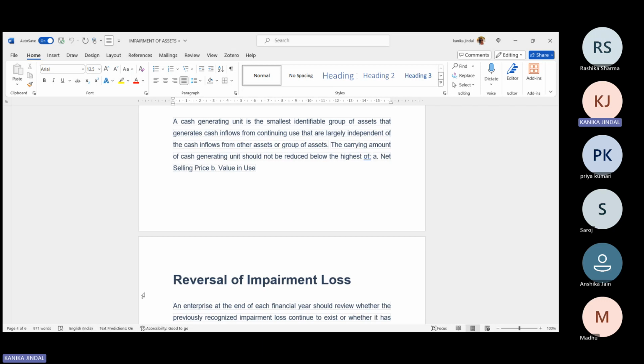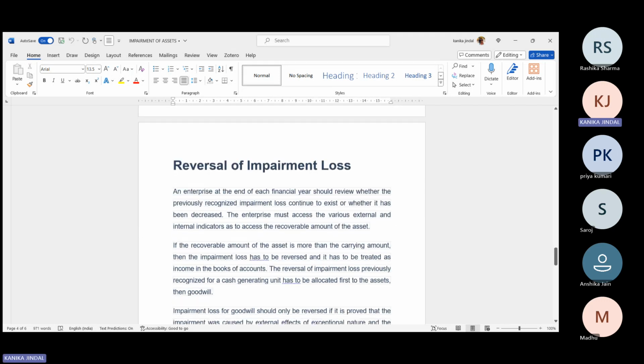that group of assets. The carrying amount of a cash generating unit should not be reduced below the highest of the net selling price and value in use. So the carrying amount of this cash generating unit should not be reduced below the highest of the two, that is the net selling price and the value in use. Next, we have reversal of impairment loss.